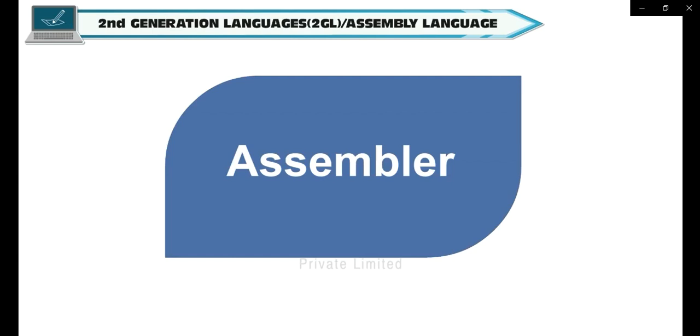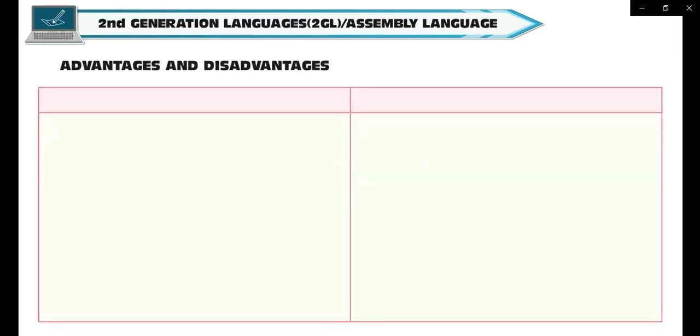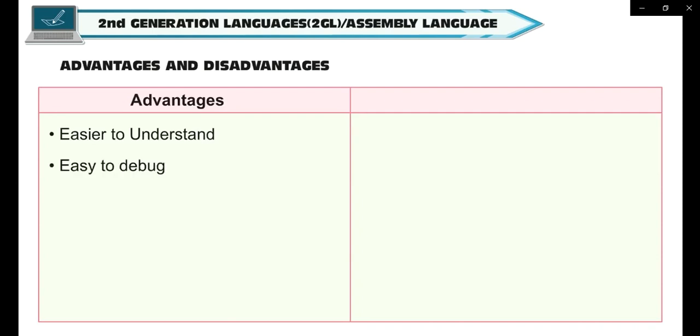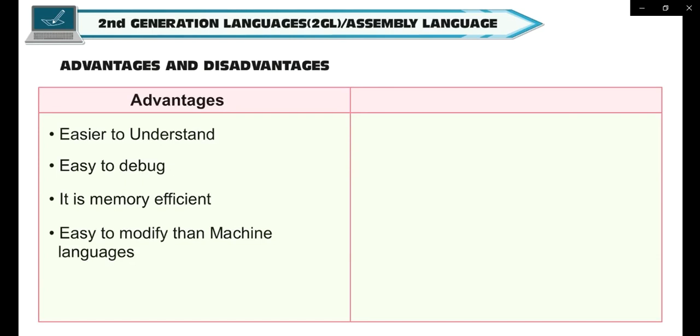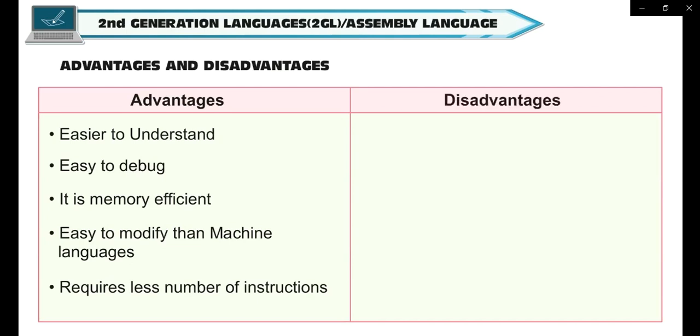equivalent machine language program. The assembler checks each line for errors before execution, and so debugging also becomes easier. Advantages and disadvantages. Second generation has both advantages as well as disadvantages. So let's go through advantages first. It is easier to understand, easy to debug, it is memory efficient, easy to modify than machine languages, requires less number of instructions. These are advantages.